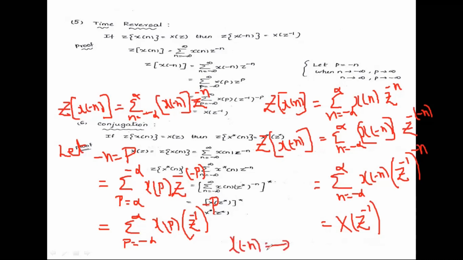And I'm taking x of minus n. What is the z transformation? The transformation is x of z inverse. The pair of x of n is x of z. Now the pair of x of minus n is x of z inverse. Nothing but it is a time reversal, or a folded function. X of minus n is a folded function of x of n. X of n z transformation is x of z. X of minus n z transformation is x of 1 by z, or x of z inverse. Okay.